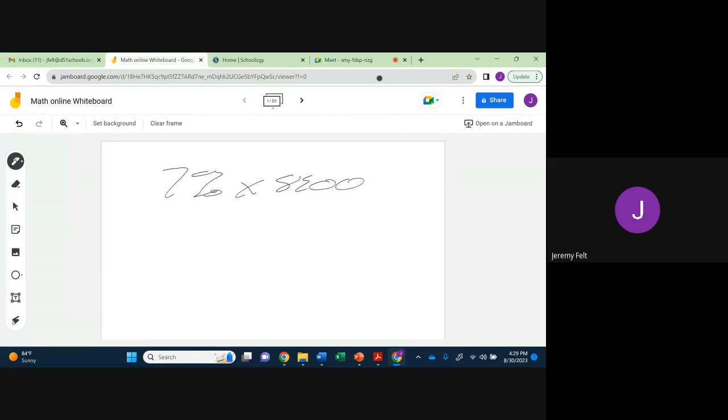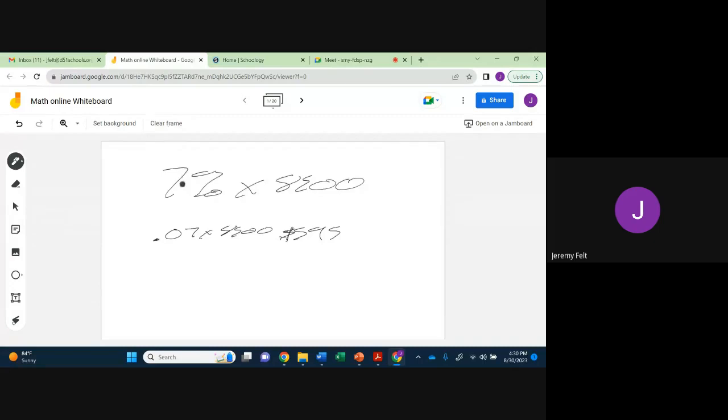Since we're talking about money and it's going to be easy to convert this to a decimal, I'd call this 0.07 times 8,500. Then we just multiply that out. Is $595. So that's what he paid in taxes, a 7% tax rate.